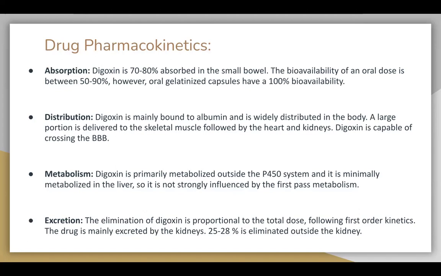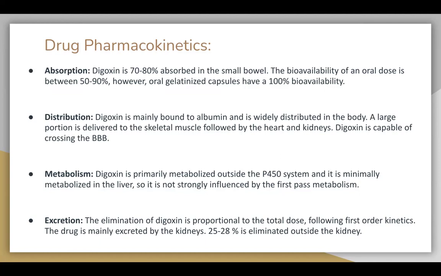A large portion is delivered to the skeletal muscle, followed by the heart and the kidneys. Digoxin is also lipophilic, which means it's capable of crossing the blood-brain barrier. Regarding metabolism, digoxin is primarily metabolized outside the P450 system, and it's minimally metabolized in the liver. So it's not strongly influenced by the first pass metabolism. And we always take this into account when giving the desired dose for the patient.